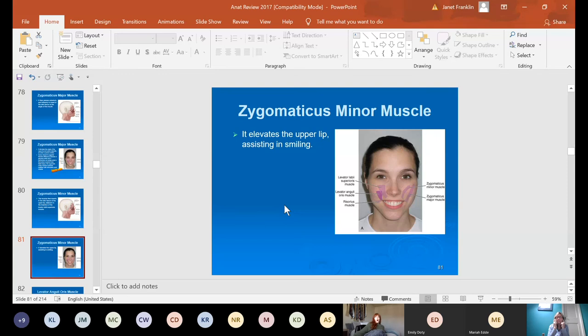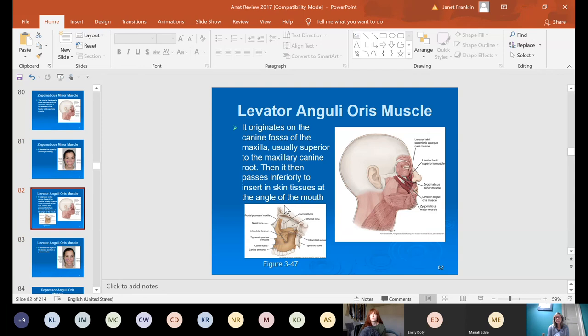The levator anguli oris: levator meaning lift, anguli meaning angle, and oris meaning the mouth. It originates on the canine fossa of the maxilla. We know the canine fossa is this little depression or indentation just distal to the canine, usually superior to the maxillary canine root. It then passes inferiorly, or down, to insert in the skin tissues at the angle of the mouth.